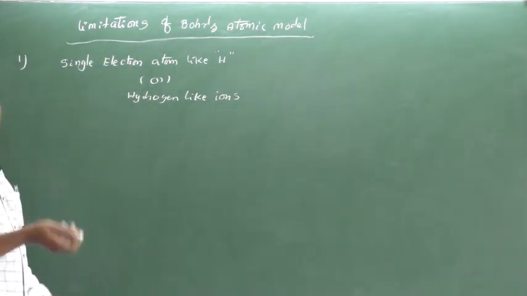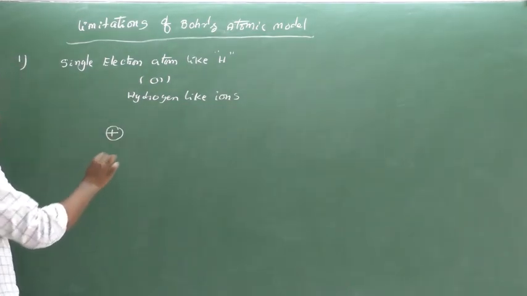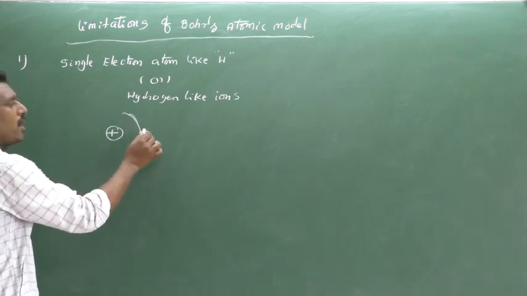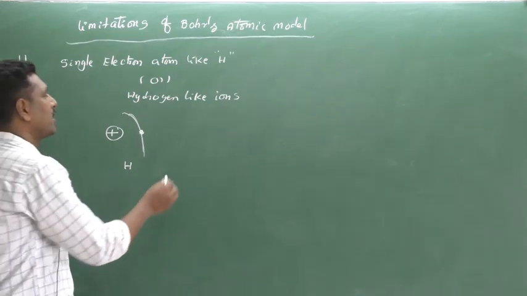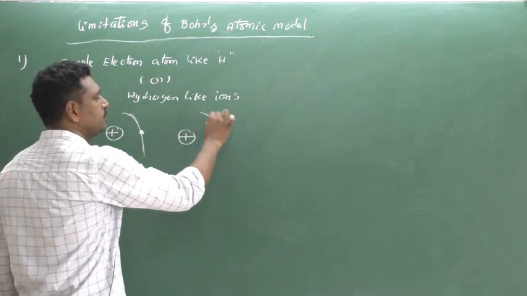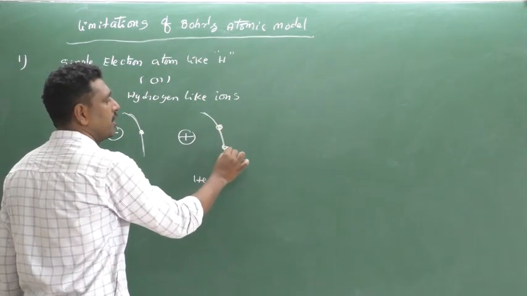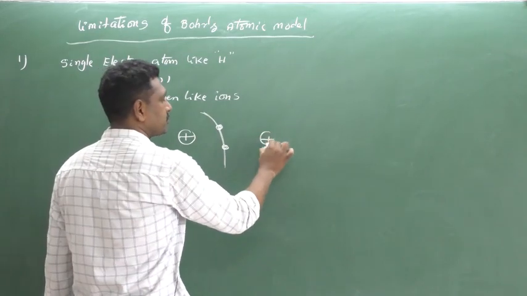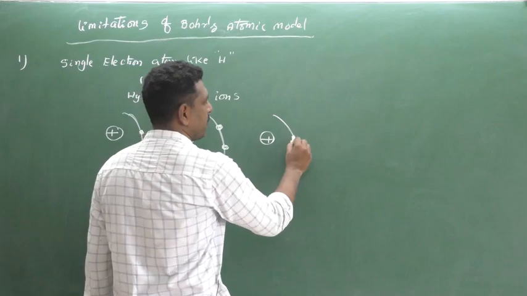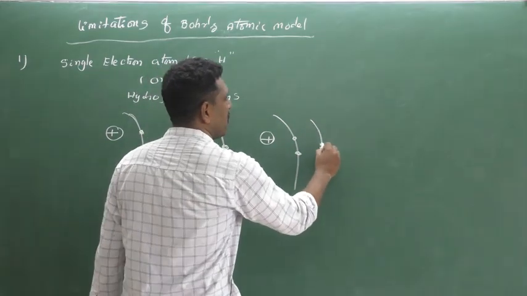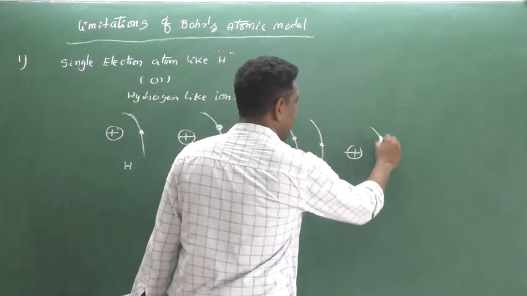What is hydrogen? What are hydrogen-like ions? For example, this is the nucleus of hydrogen. It has only one electron. Hydrogen has only one electron. We will take helium. How many electrons? Helium has 2 electrons. Lithium is 1s2, 2s1 by atomic number. Therefore, here 2 electrons, here 1 electron. Lithium has 3 electrons.